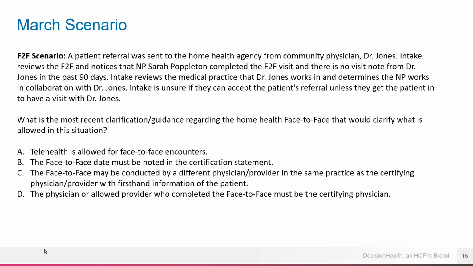And we had 4 options. Telehealth is allowed for face-to-face encounters. The face-to-face date must be noted in the certification statement. The face-to-face may be conducted by a different physician or provider in the same practice as the certifying physician provider with firsthand information of the patient, or the physician or allowed provider who completed the face-to-face must be the certifying physician. And the answer for this one is the face-to-face may be conducted by a different physician or provider in the same practice as the certifying physician or provider with firsthand information of the patient.